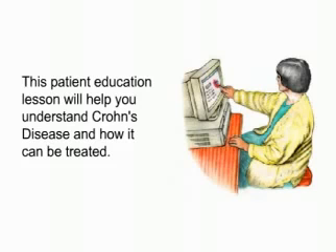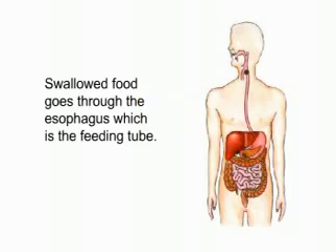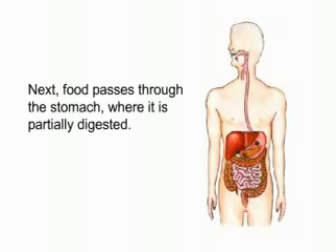This patient education lesson will help you understand Crohn's disease and how it can be treated. Anatomy. Swallowed food goes through the esophagus, which is the feeding tube. Next, food passes through the stomach, where it is partially digested.